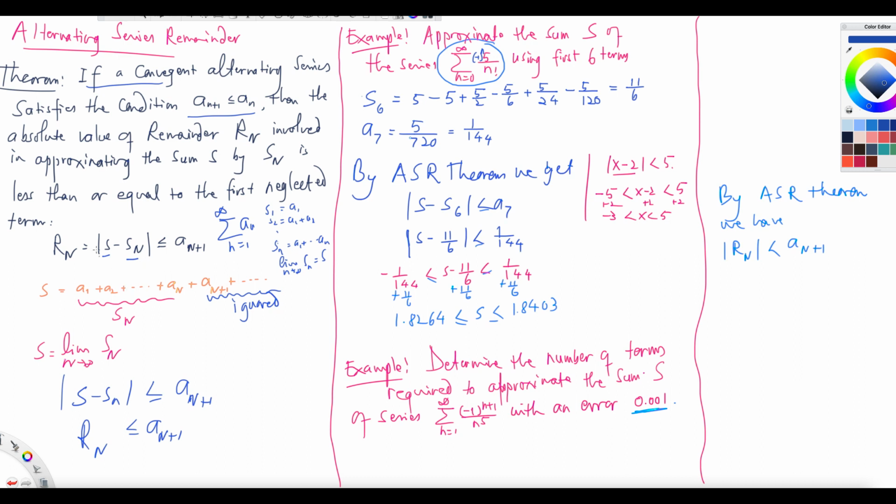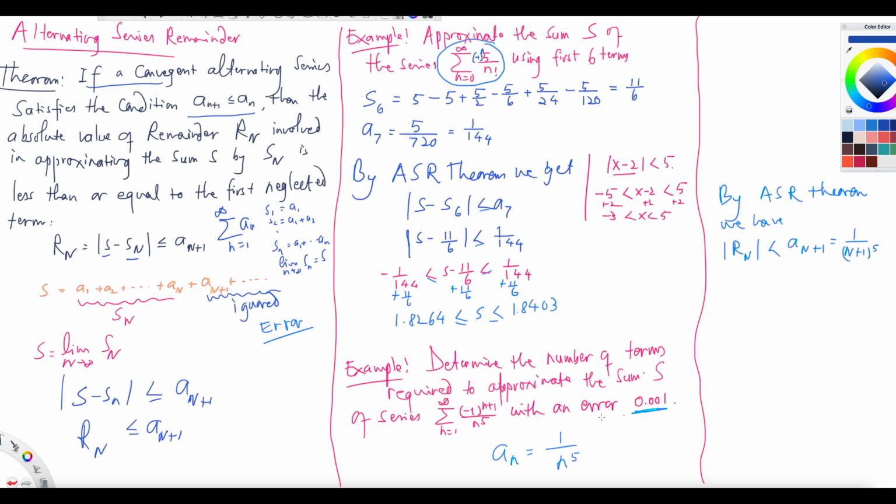Because when we approximate the total sum S of the series by the partial sum Sn, we ignore the remaining terms. That will be the error term, right? So the error is given as 0.001. What is a_(n+1)? Here, what is a_n? a_n equals 1 over n to the 5th, right? So a_(n+1) is basically 1 over (n+1) to the 5th. That's what we got.